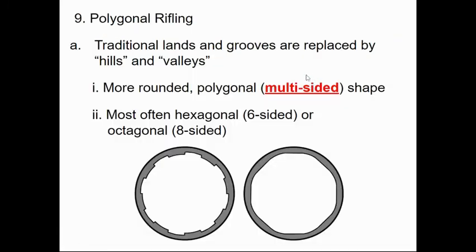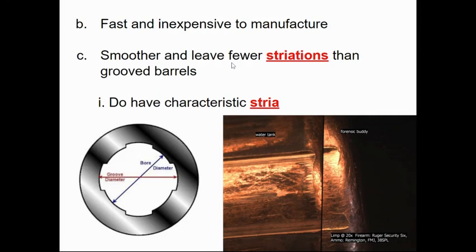Polygonal rifling is going to have a multi-sided shape as opposed to the lands and grooves that we talked about earlier. So we only mention it here to say that it exists. We're really not going to cover it much because, again, we have to limit ourselves because there's just so much. You could spend a lifetime studying this topic.